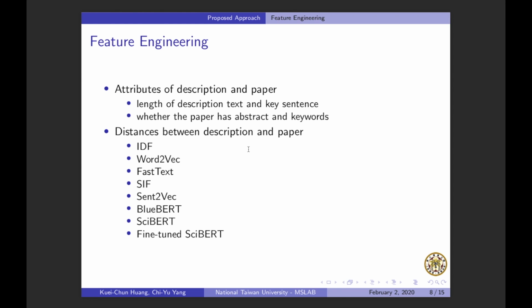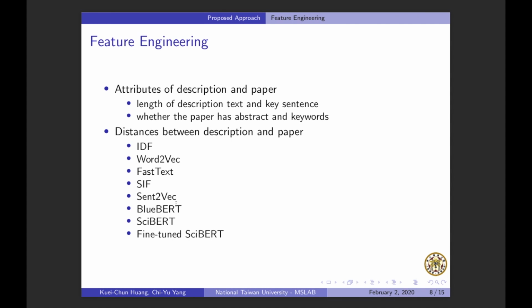There are also several distances computed from embeddings. For each kind of embedding, we computed distances including cosine similarity, Manhattan distance, and Euclidean distance. And we'll introduce the embeddings we used. IDF, sentence2vec, and BlueBERT are the same embeddings we used in the recalling stage. For word2vec, fastText, and SIF, we use the mean of word embeddings in a sentence.